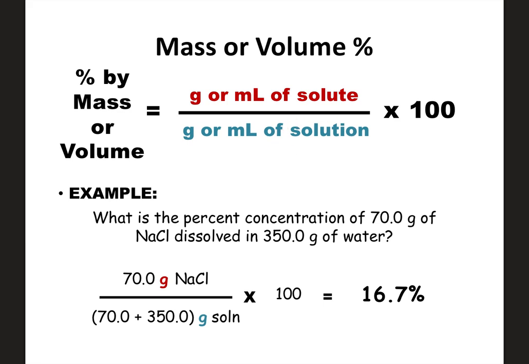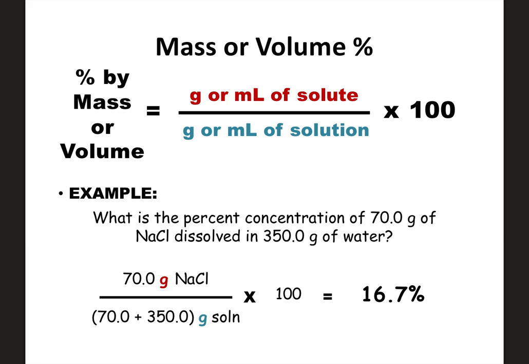not just the solvent. So if you look at this example, it says, what is the percent concentration of 70 grams of NaCl dissolved in 350 grams of water? Again, realizing here the NaCl is your solute and the water is your solvent.